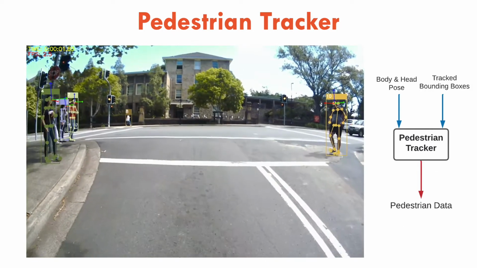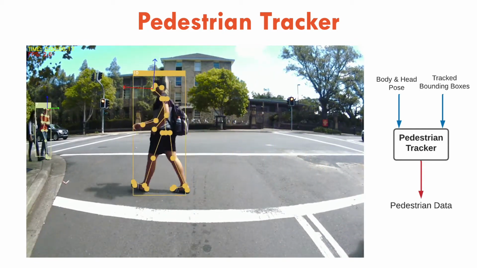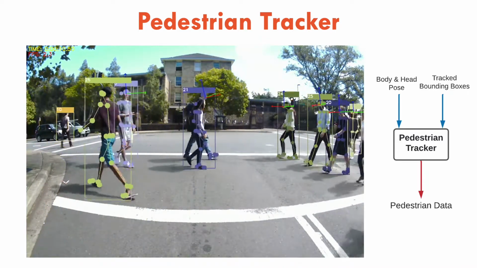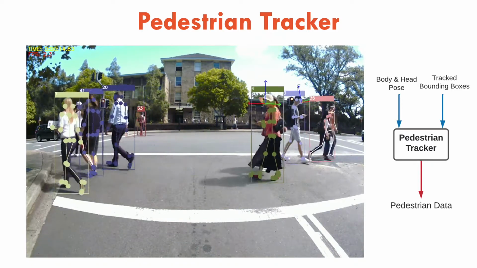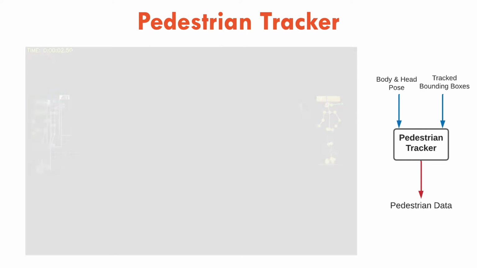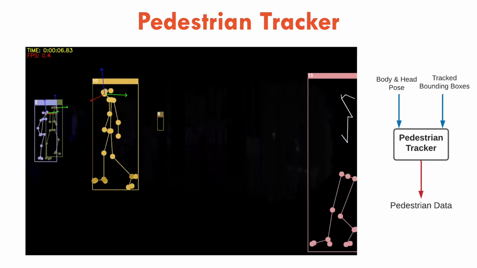All of this data is published to the pedestrian tracker and synchronized for processing. Body poses and bounding boxes are paired to represent individual pedestrians, and noisy data is filtered out. Once processing is complete, it will publish all pedestrian data and send a completion flag back to the playback module to request the next frame. The output data can be overlaid onto the input video, or it can be displayed separately.